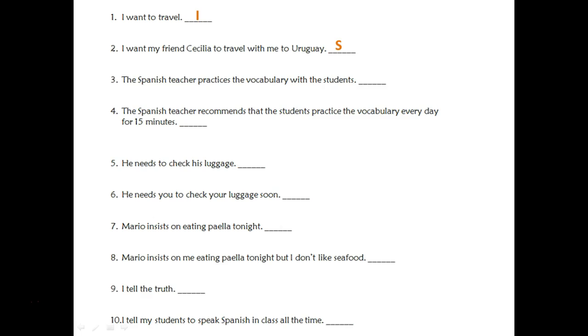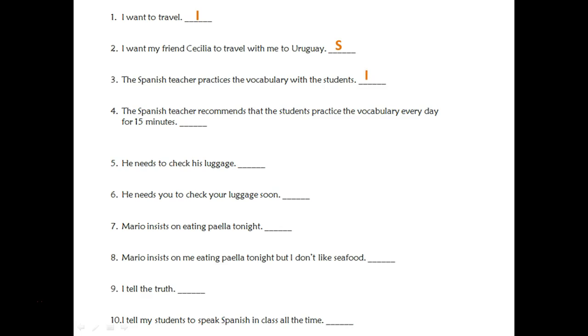Number 3, the Spanish teacher practices the vocabulary with the students. Are there two subjects? Yes, the Spanish teacher and the students. But does the Spanish teacher want them to practice, or is she simply practicing with them? It's indicative.